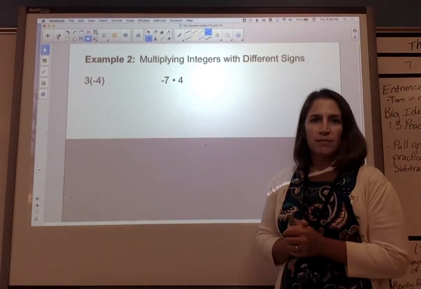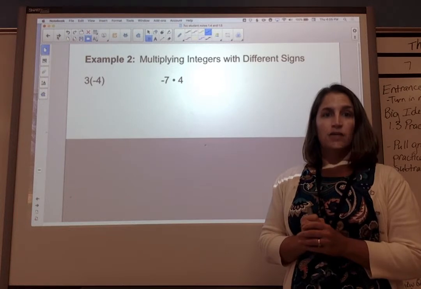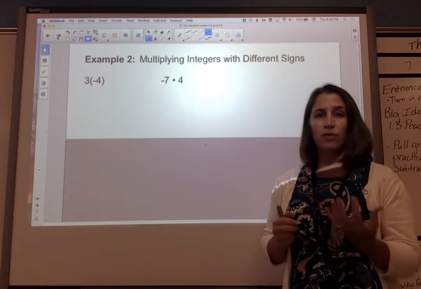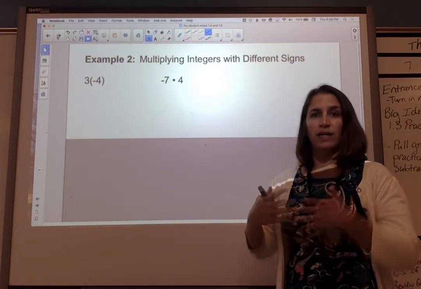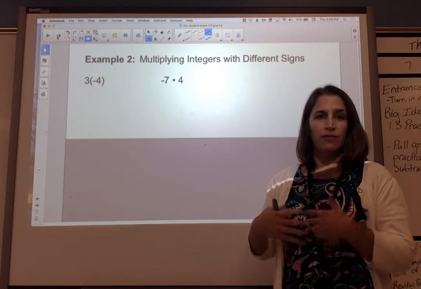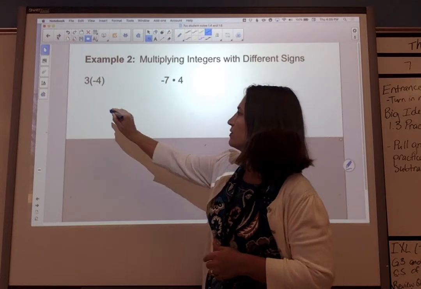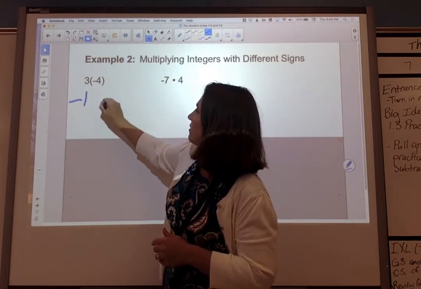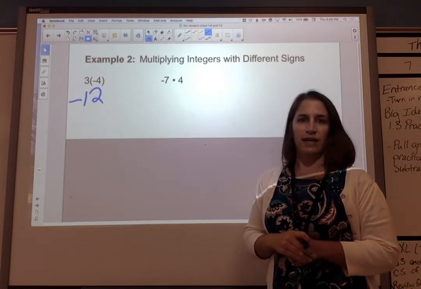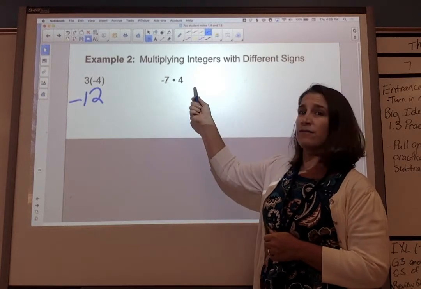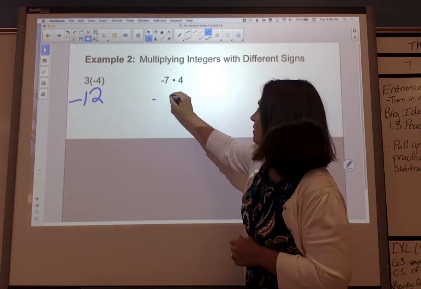Now let's multiply some integers with different signs. So remember, when we looked at 3 groups of -4, we could have -4 counters, another -4 counters, another -4 counters. So we'd have -12 counters. So a positive times a negative is negative, and also a negative times a positive is negative.